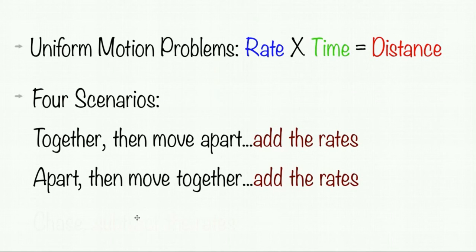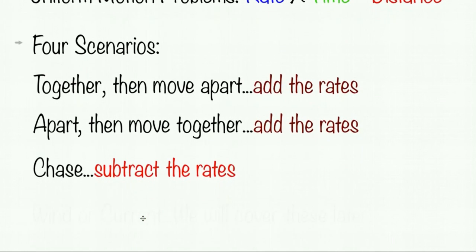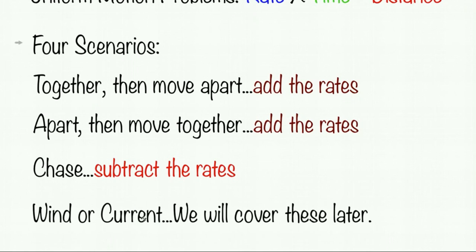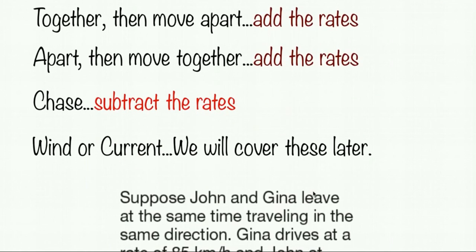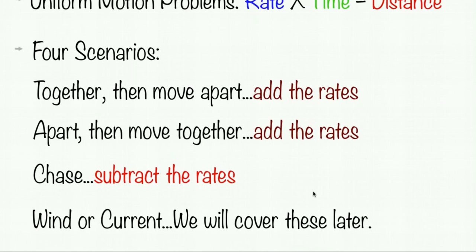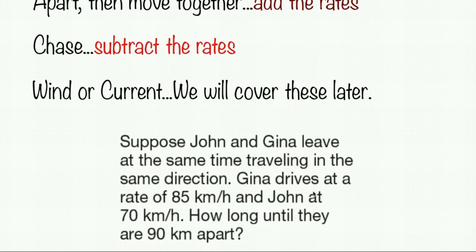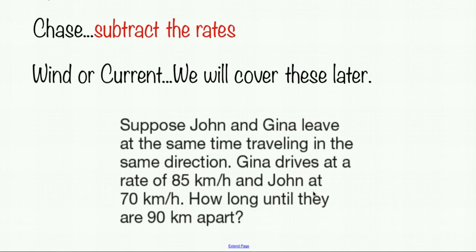In the third scenario, we have a chase scenario. In this case, we need to subtract the rates. And the fourth scenario, wind or current, we will cover later, because these problems will involve a system of equations. So let's take a look at how we can apply this. Suppose John and Gina leave at the same time, traveling in the same direction. Gina drives at the rate of 85 kilometers per hour and John at 70 kilometers per hour. How long until they are 90 kilometers apart?